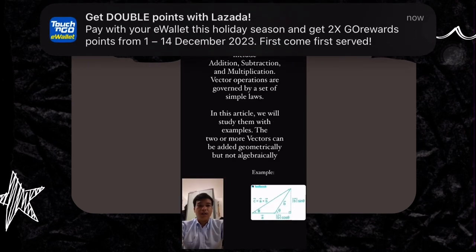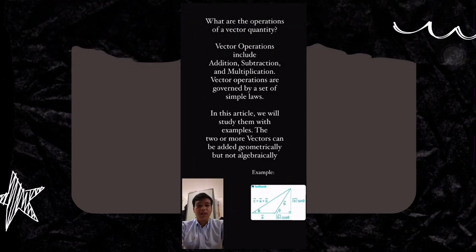What are the operations of a vector quantity? Vector operations include addition, subtraction and multiplication. Vector operations are governed by a set of simple laws. In this article, we will study them with examples. Two or more vectors can be added geometrically but not algebraically.